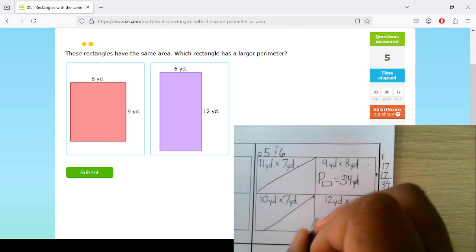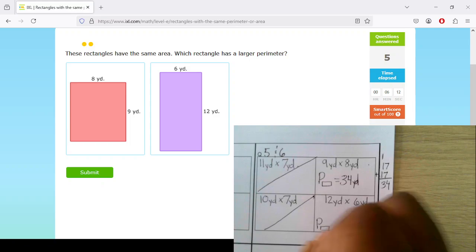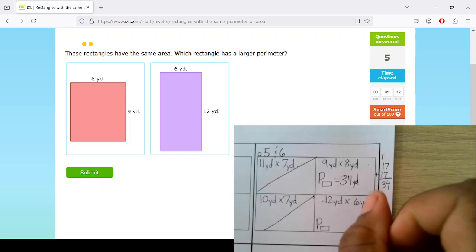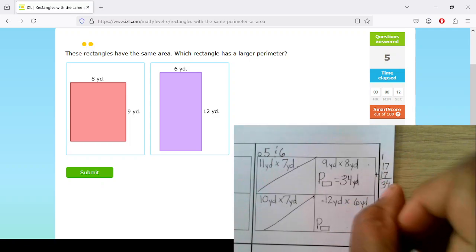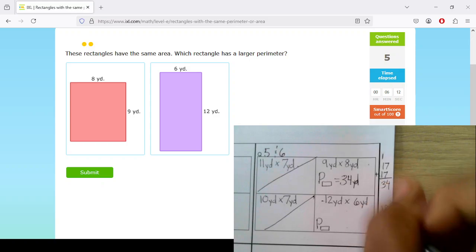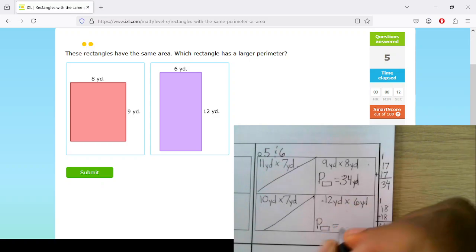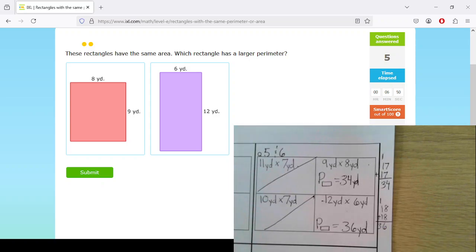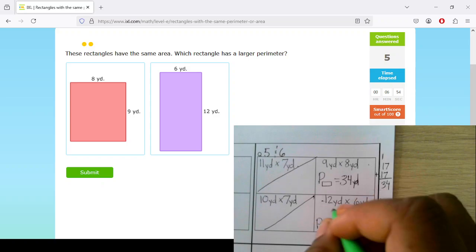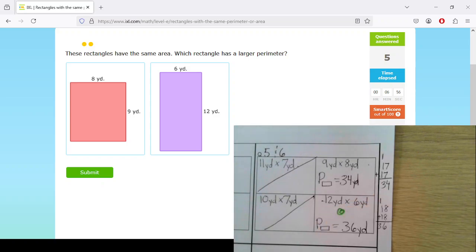And then the perimeter here, 12 plus 6 is 18. 18 plus 18 is 36. But again, if you don't know, figure it out. Literally, figure it out. Write down those figures and add them. So that's 36 yards. Which rectangle has a larger perimeter? The 12 by 6. And I'm going to put a little dot here on my answer. That's the 12 by 6.